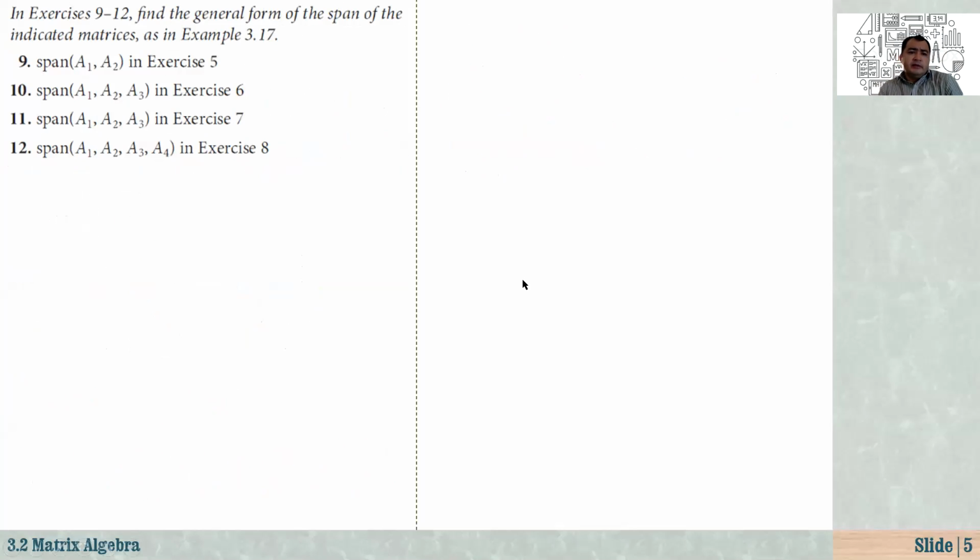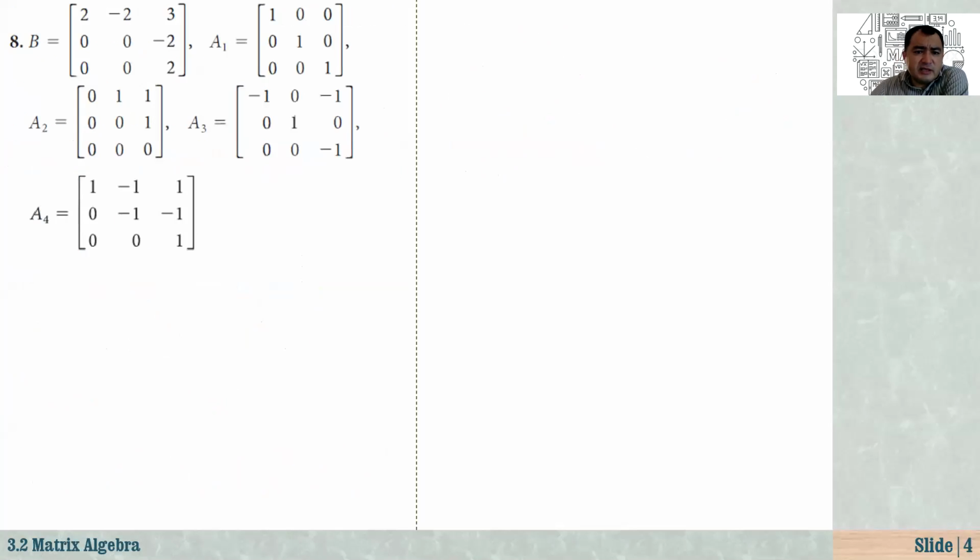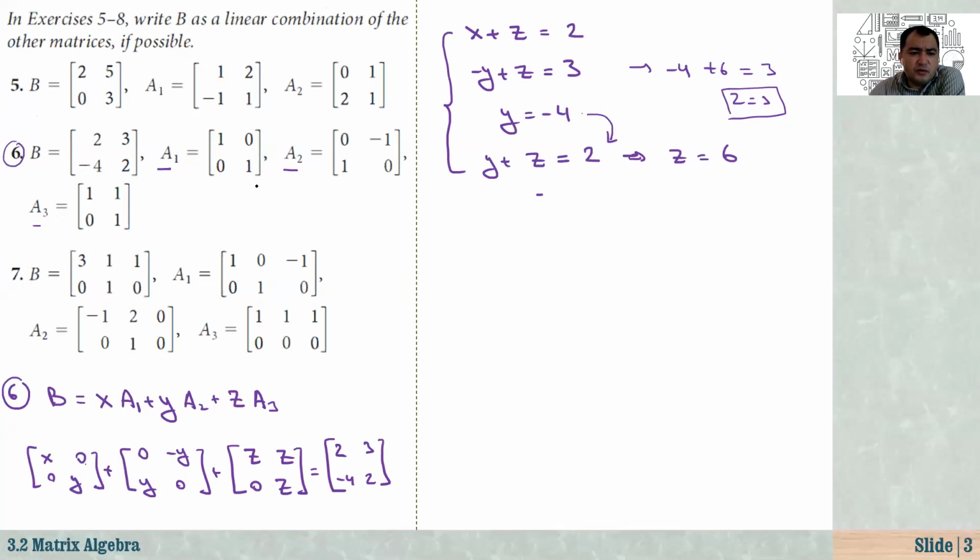In exercises 9 to 12, find the general form of the span of the indicated matrices, as in example 3.17. The span of A1, A2, A3 is all the linear combinations of these matrices. Let's use what we did in question 6, where we are talking about these three matrices.